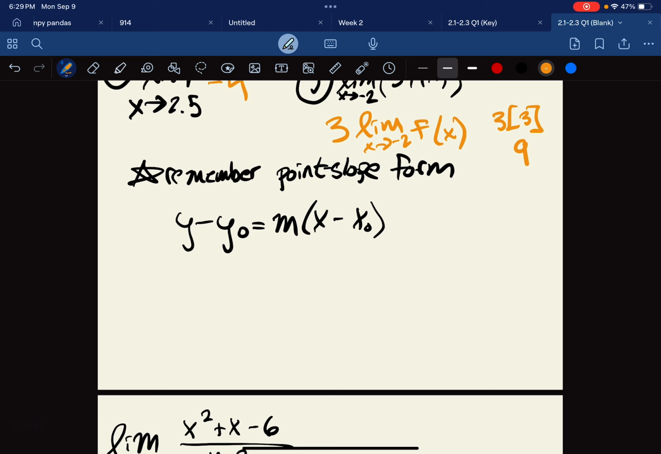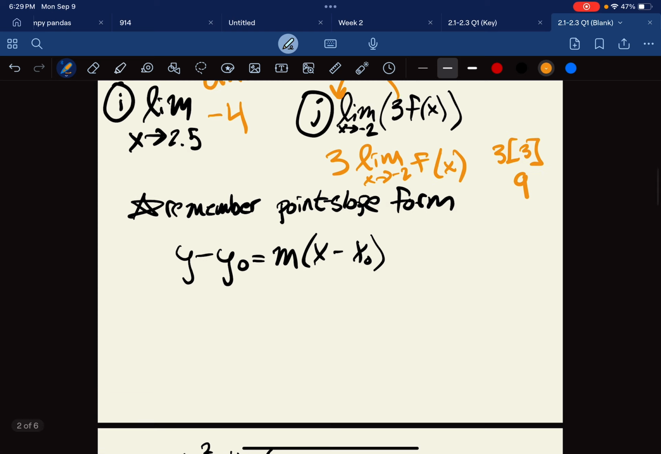Remember point-slope form. It's an important thing throughout the semester. If you were given a point, your x value goes here, your y value goes here. The slope at that point is here.